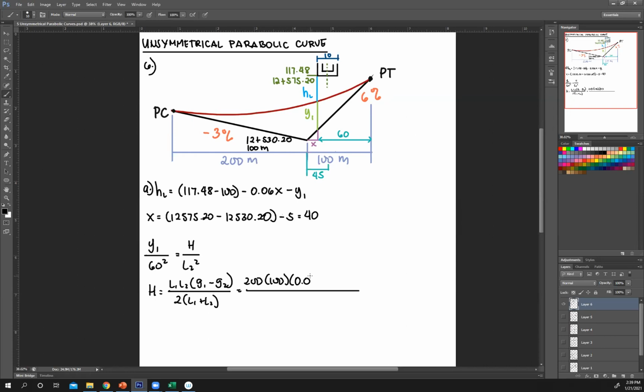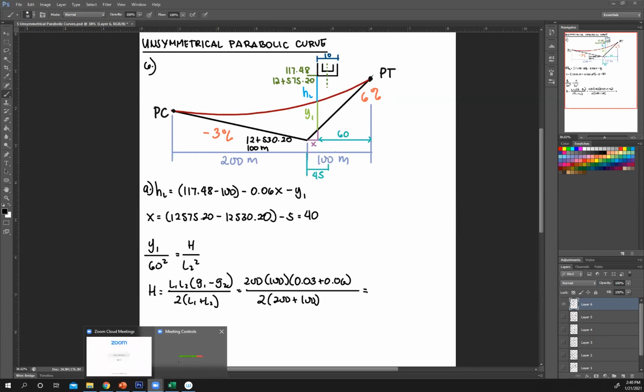Okay. So negative 0.03 minus 0.06, take the absolute value, that's just 0.03, 0.06 over 2. 200 plus 100, oh, what's h? 3, correct.